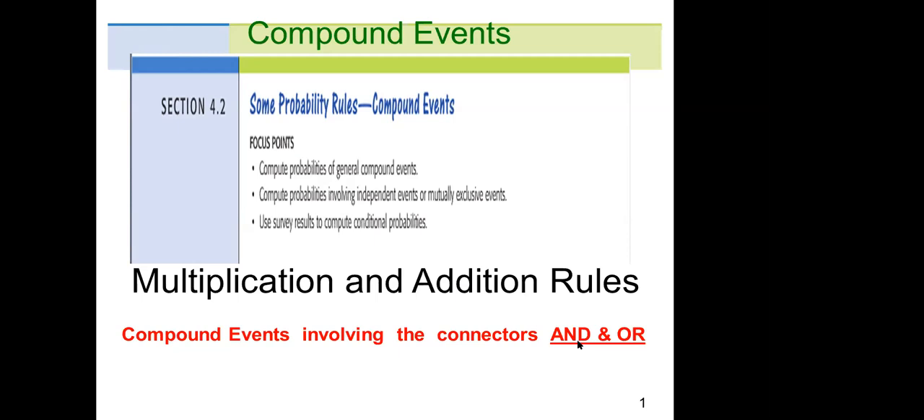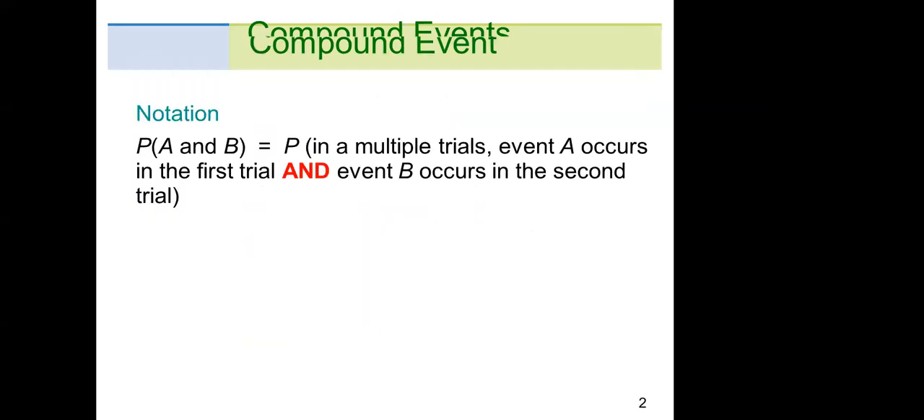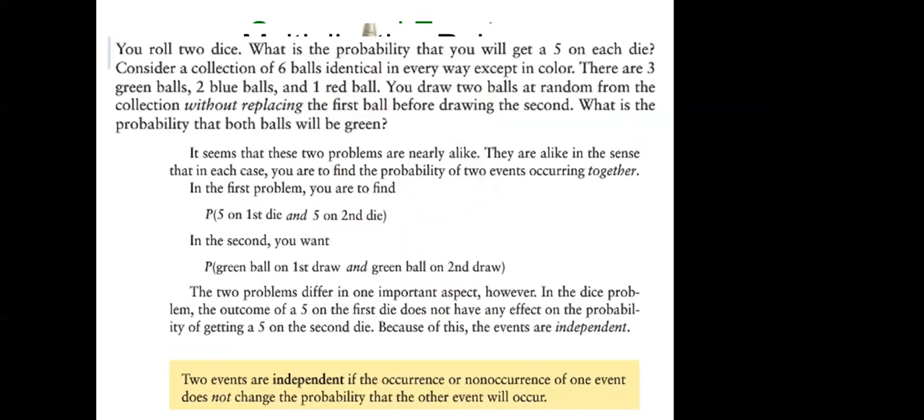Whenever we have an or situation, the word or in a single trial, either this happens or something else happened, that word or will always be there. So you'll know when to use the addition rule as opposed to the multiplication rule. The notation: what's the probability that A happens first and B happens second? In multiple trials, event A occurs first and event B occurs second. And then we could have something happening third and fourth. The idea is that we're going to use the multiplication rule.